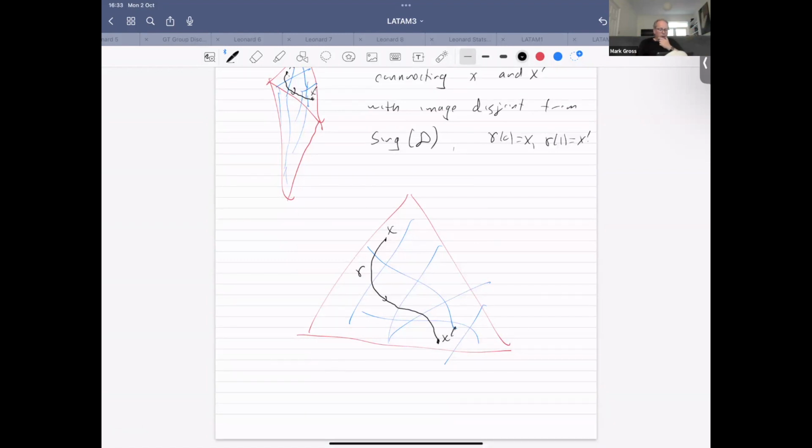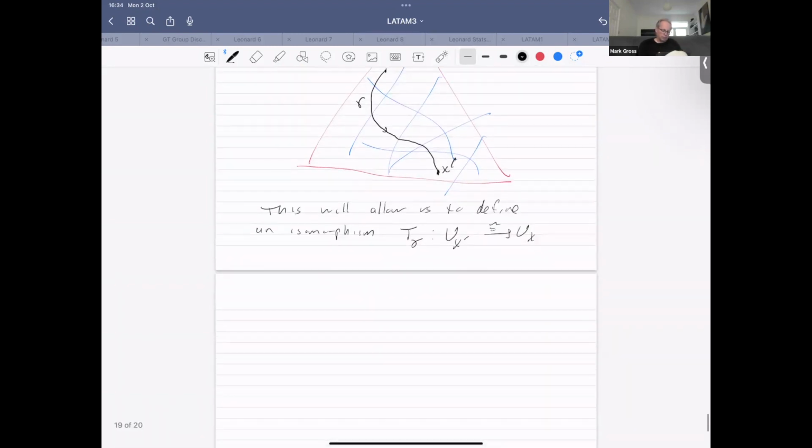Okay, so what I want to do, well, this will allow us to define an isomorphism, which I'll write as T sub gamma, from UX prime to UX. And this is given by something called a path order product.